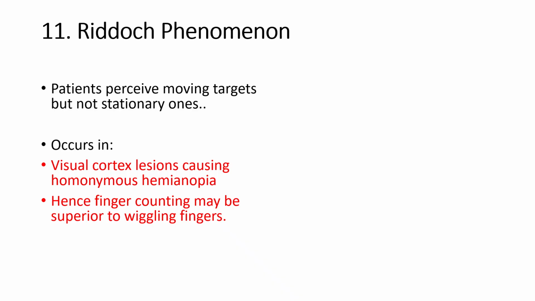Riddoch phenomenon. The patient here perceives the moving targets but not the stationary targets. It occurs in visual cortex lesions, causing homonymous hemianopia. Hence, finger counting may be the superior method to the wiggling of fingers.